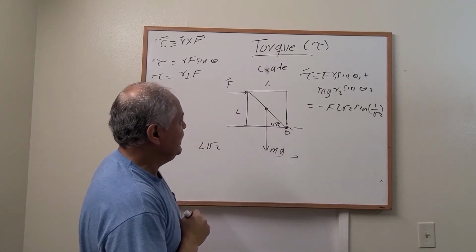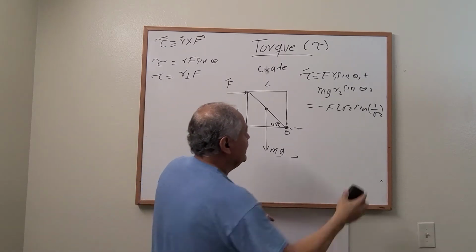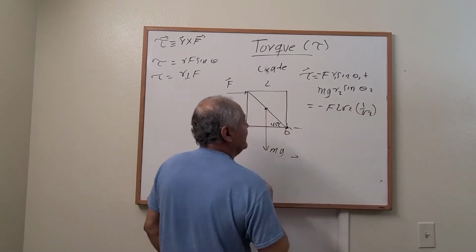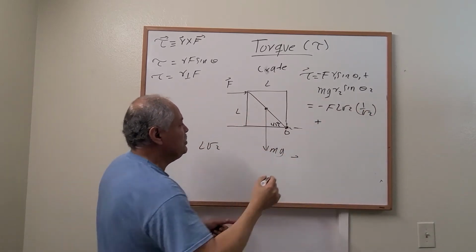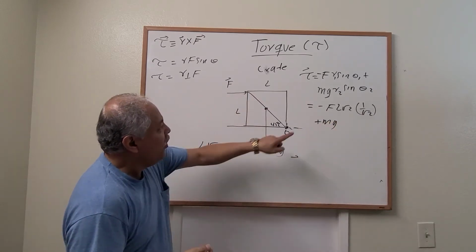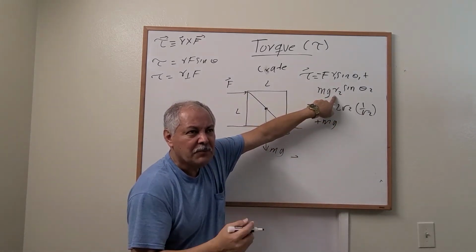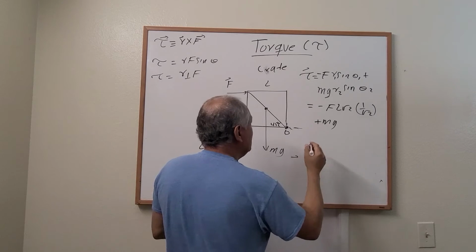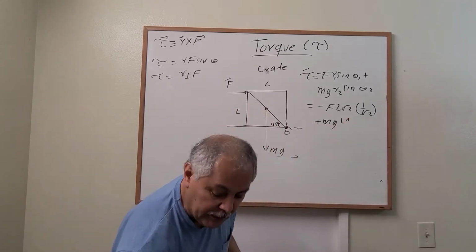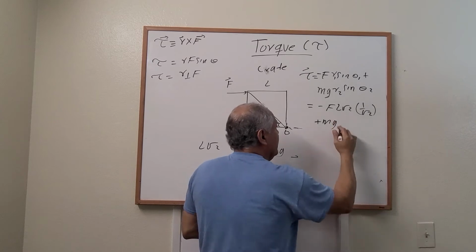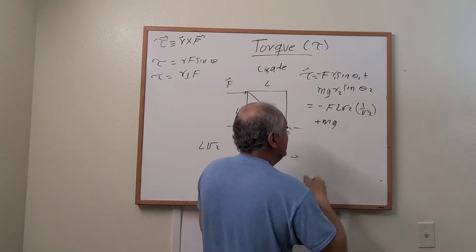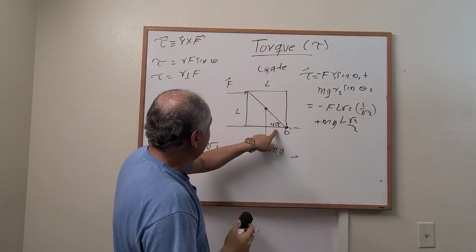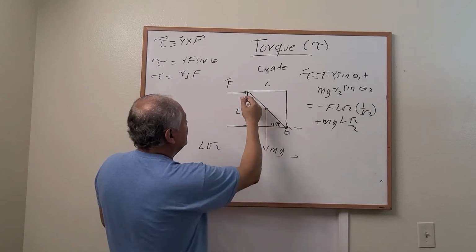Sine of 45 is 1 over square root 2, correct? Perfect. Plus mg. Now what is r? The position vector for case 2 is going to be half of this one. So we have L square root 2 divided by 2, times sine theta 2. The angle is the same. These are the angles for this one.